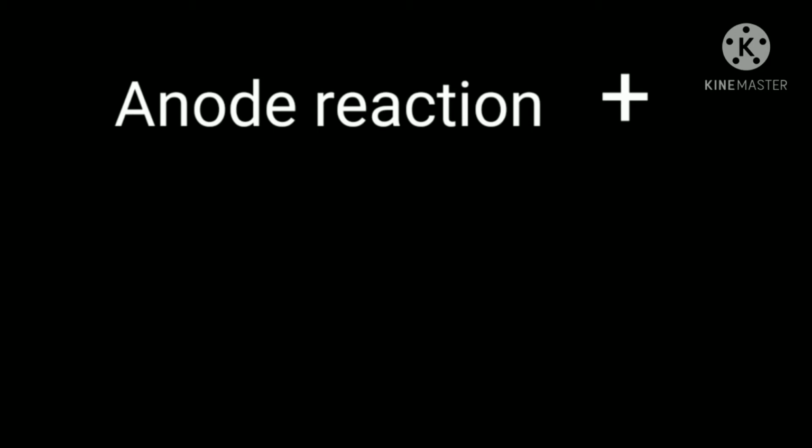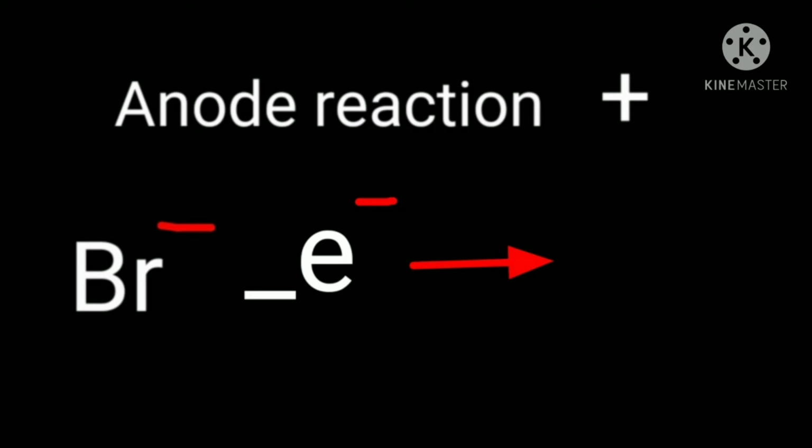Next anode reaction. Anode is positive charged electrode. So which ion moves towards the anode? Negative charged ion Br-. Br- will lose 1 electron and it produces bromine atom.